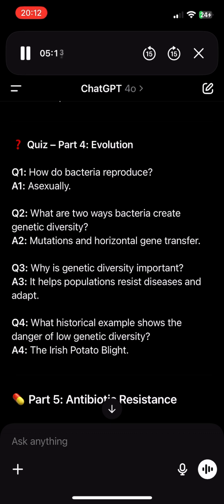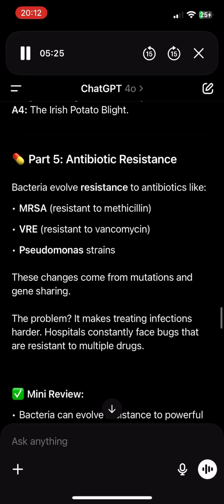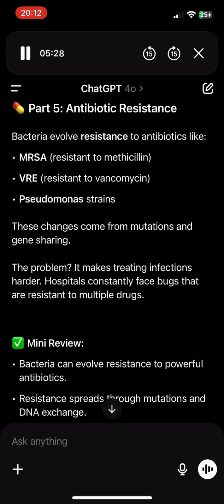Part 5. Antibiotic resistance. Bacteria evolve resistance to antibiotics like MRSA, resistant to methicillin, VRE, resistant to vancomycin, Pseudomonas strains. These changes come from mutations and gene sharing. The problem? It makes treating infections harder. Hospitals constantly face bugs that are resistant to multiple drugs.